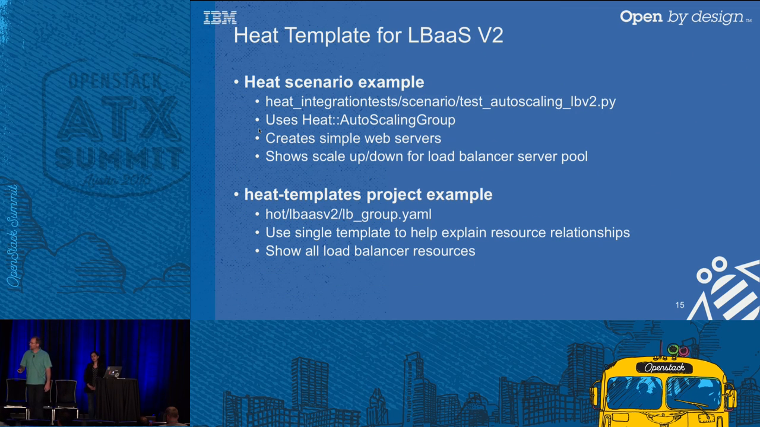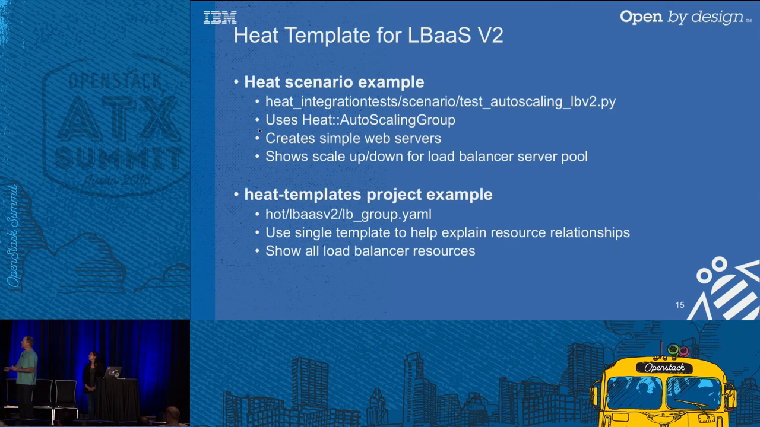So now, some of the Heat pieces here that we worked on to go along with the Heat resources are some examples that are going on out there. So the first example that we slid in here is an actual full test. So this is an auto-scaling test. You can go take a look at it and see how it works. Obviously, it's specific for a gate test, right? A Jenkins or the infra gate test.